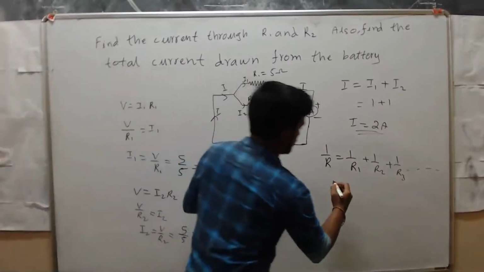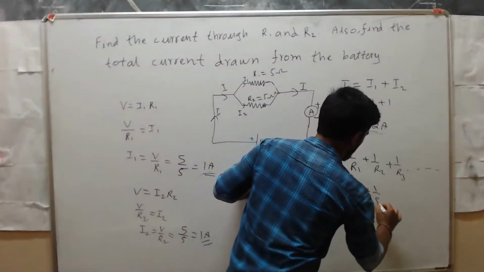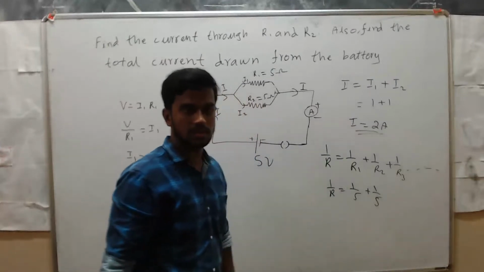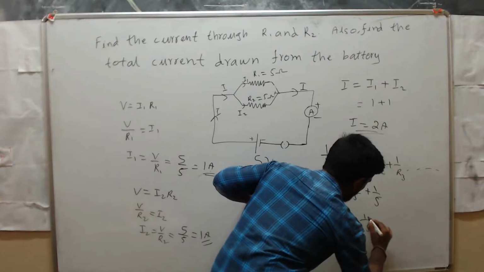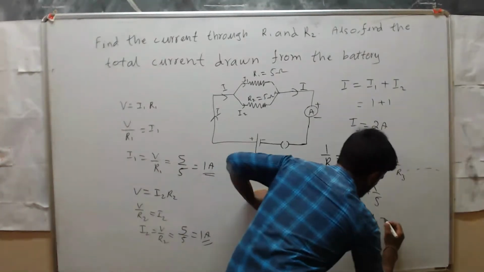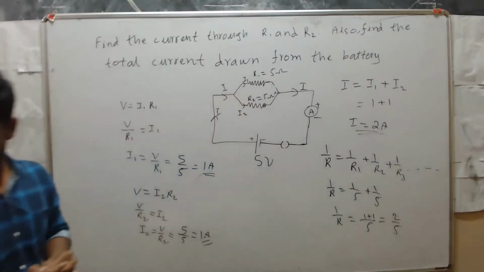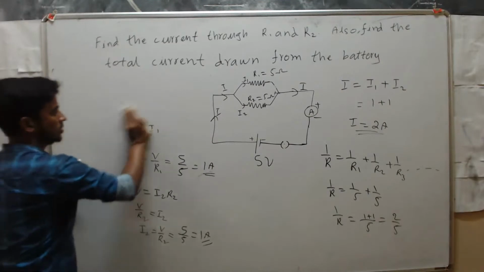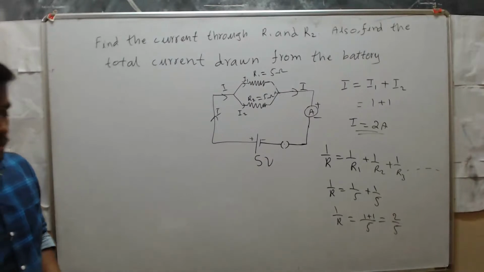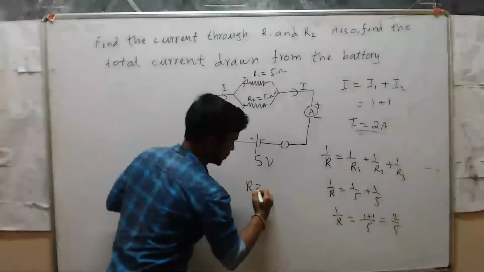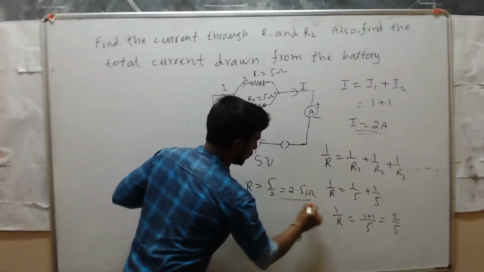See here. 1 by R is equal to, what is R1 value? That is 1 by 5 plus 1 by 5. What is the LCM? LCM is 5 only. So 1 by R equal to 1 plus 1 by 5, that is 2 by 5. We need R, right? So now take the reciprocal. That is R is equal to 5 by 2, which is 2.5 ohm.